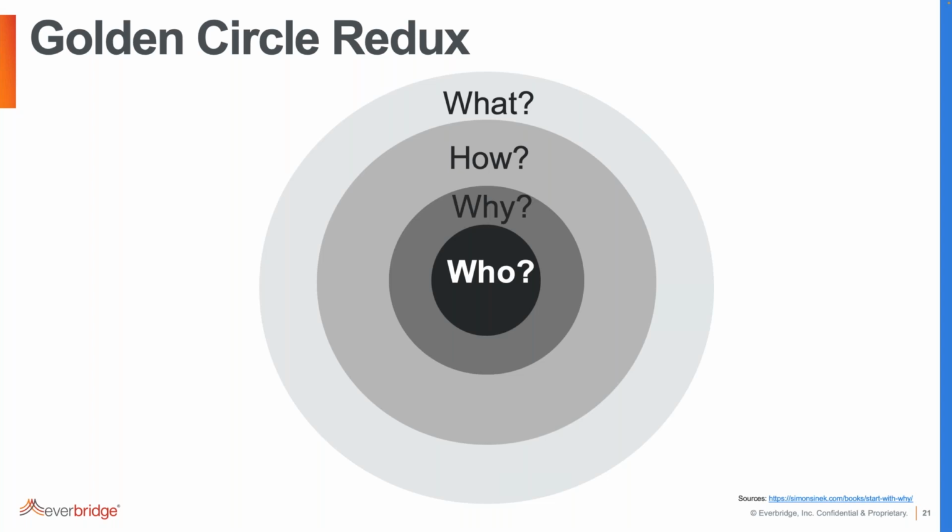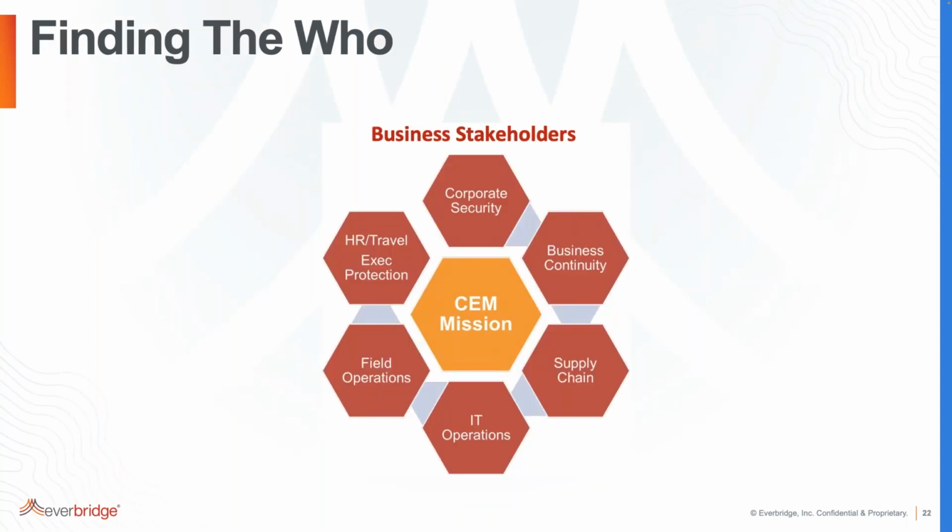And when I try to find that who, if I think about a CEM mission, we're going to have a variety of business stakeholders that we might want to partner with. When we start to partner with corporate security or IT operations or field operations, each one of them has their own unique needs on what their business initiatives or objectives are and what they've been tasked with. So working with fellow counterparts, department heads, whatever that ends up being, and saying, what are you trying to do? What can I help with?